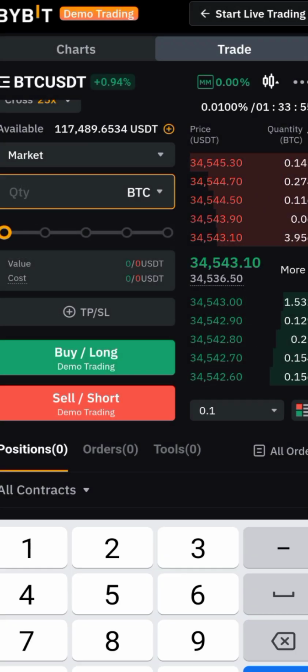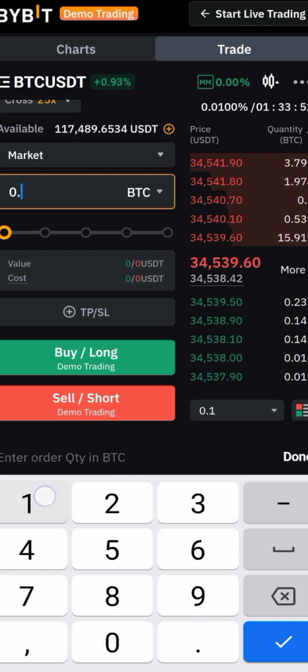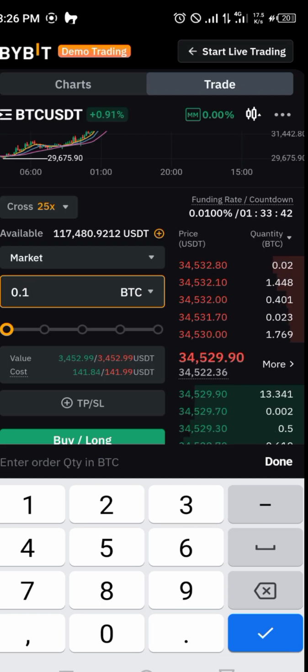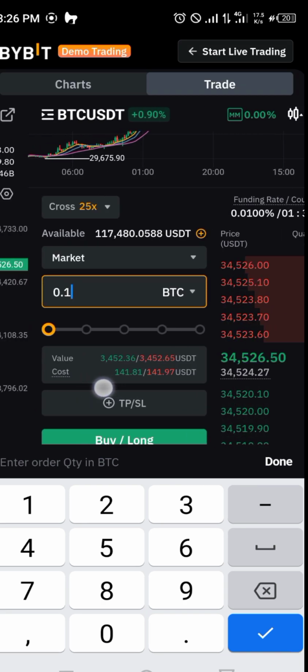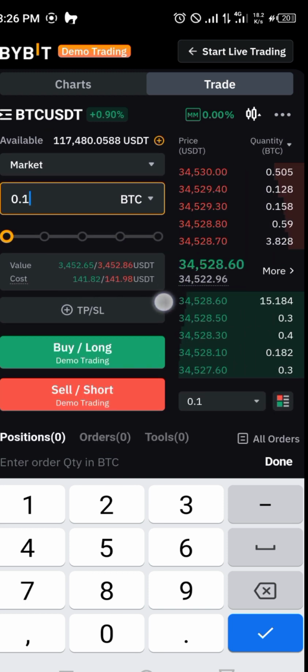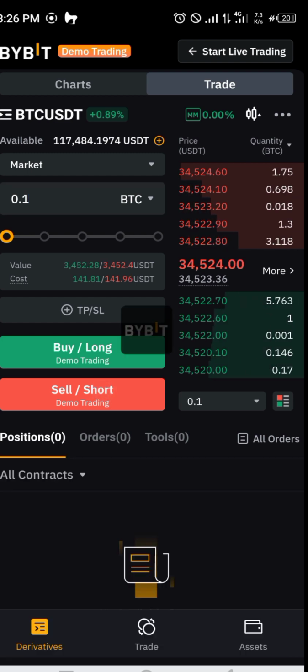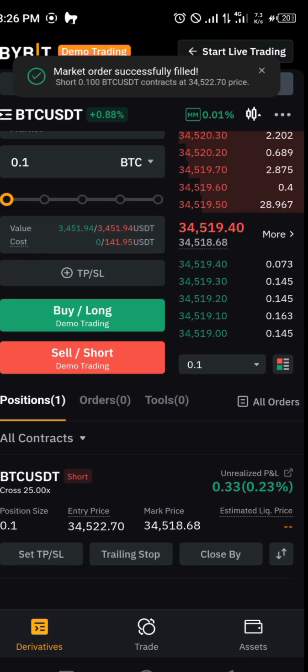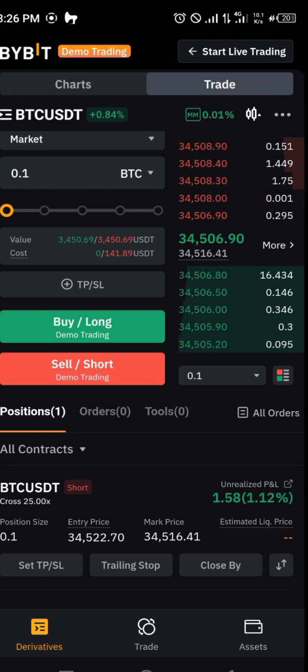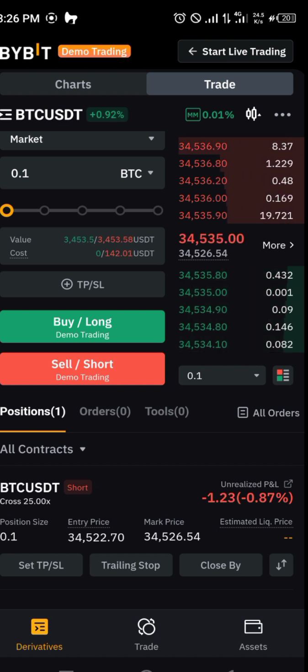How does this work? Let's say for instance now I want to sell 0.1 BTC and I'm using a 25x leverage, and it will cost me, if you look there, that's the cost, $141. Now if I want to go in with a market order, I'll just press sell and instantly you find out that I'm in a trade. So while I'm in the trade, there are things you need to take note of. First of all, you set your TP and trailing stop and close by. This close by means close by market order, but most times we don't use that.